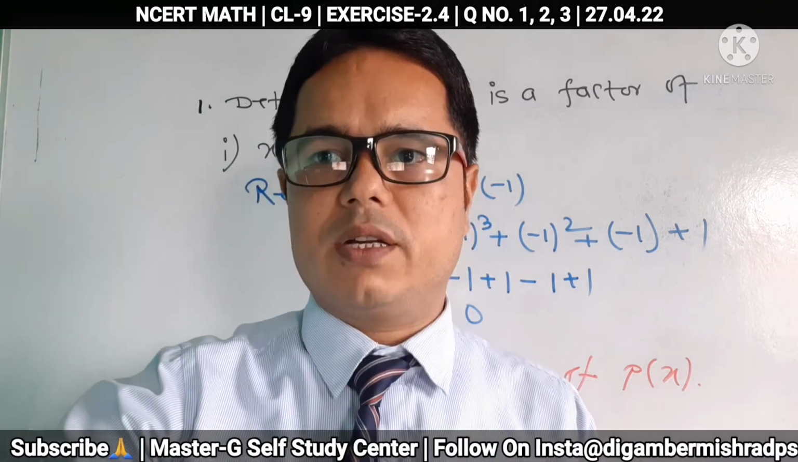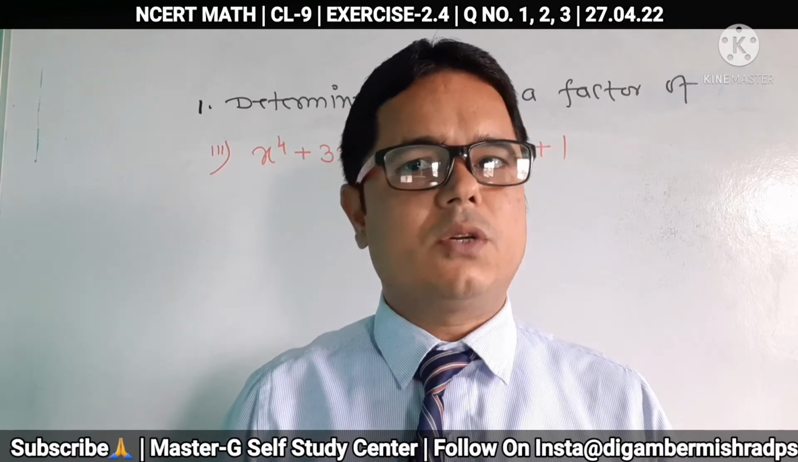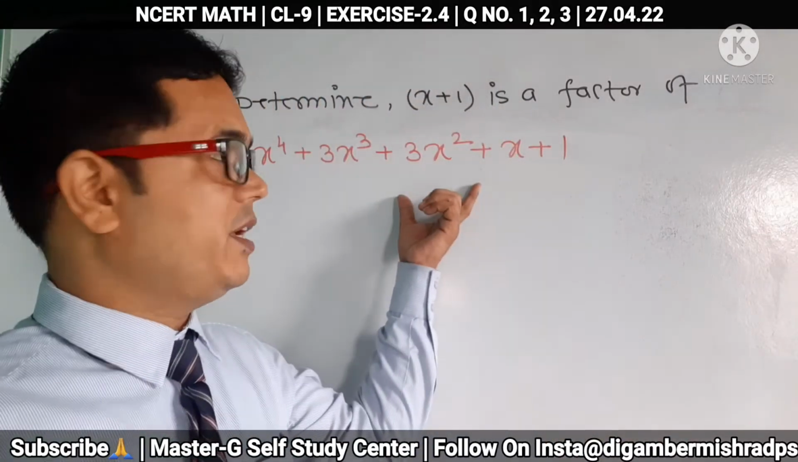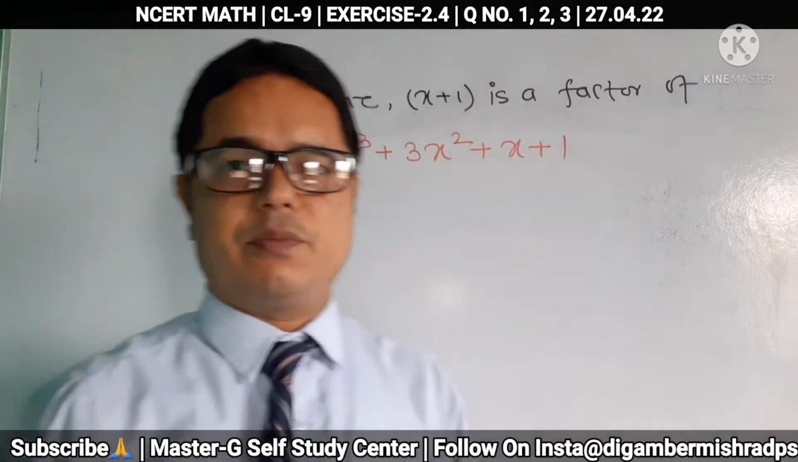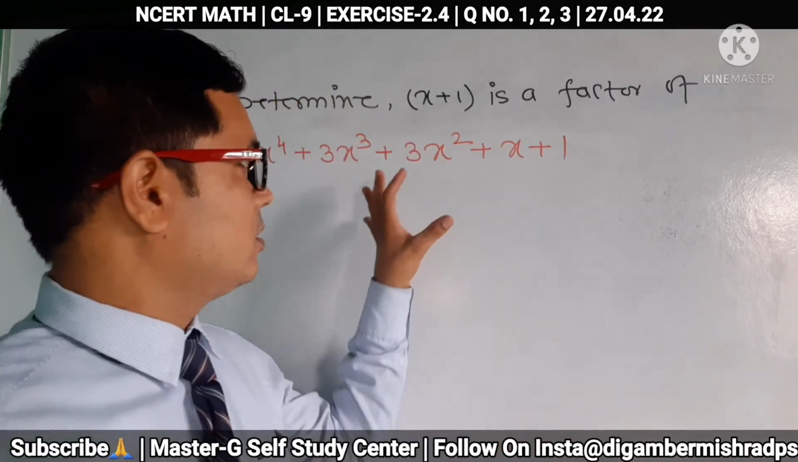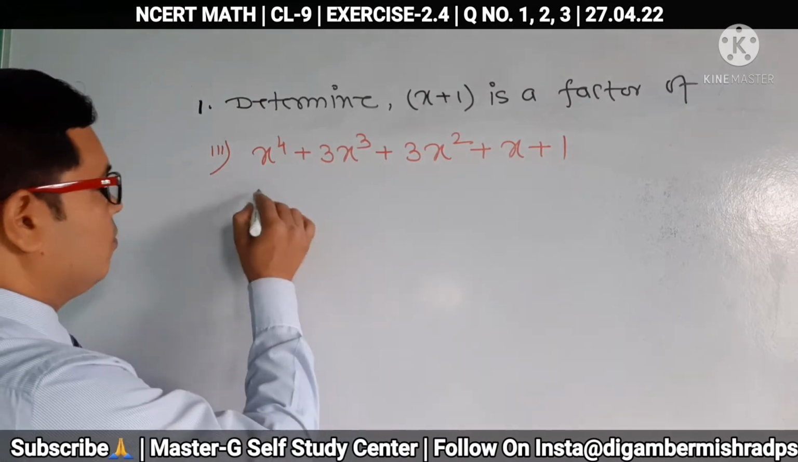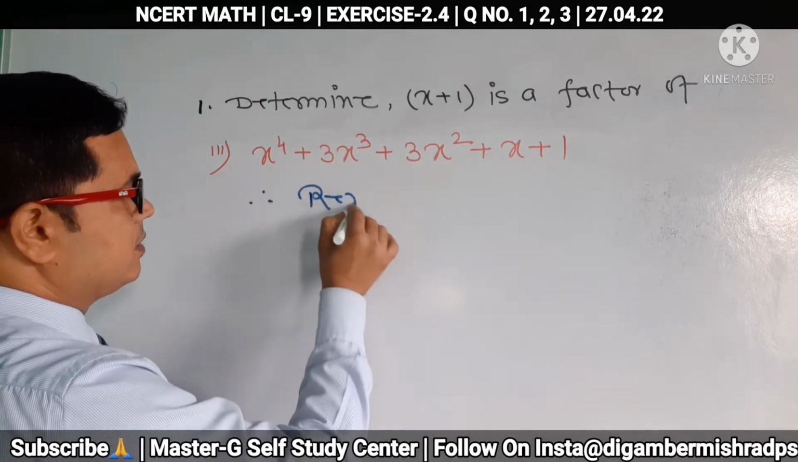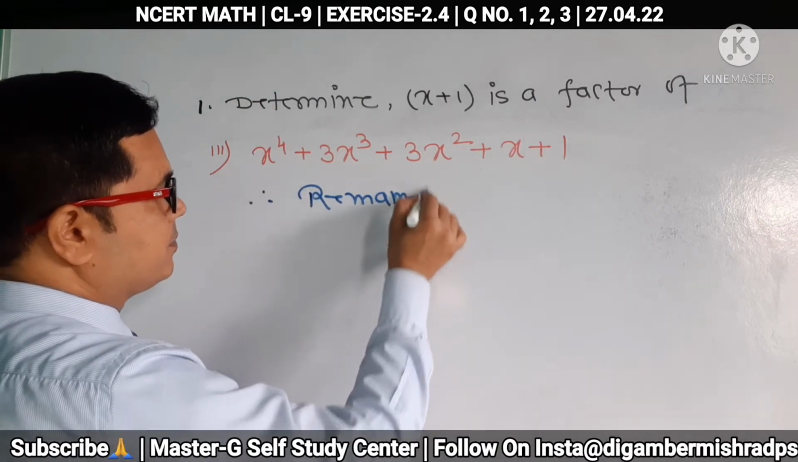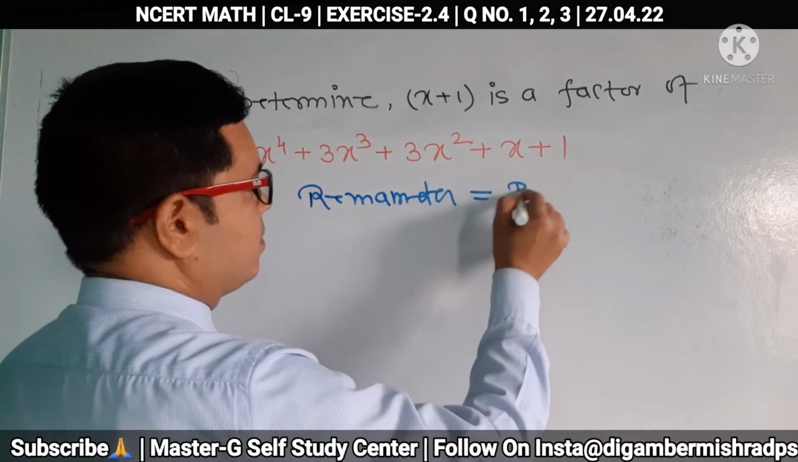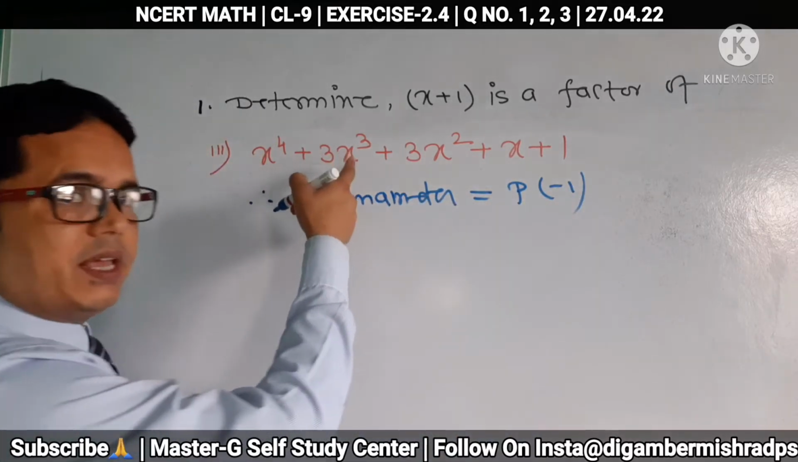Now let's do the other sum. In the next question, the polynomial is changed, but this is the same, x plus 1. Now we will check for this given polynomial. In the same way, we will find the remainder. So the remainder will be p of minus 1, and this is p(x).